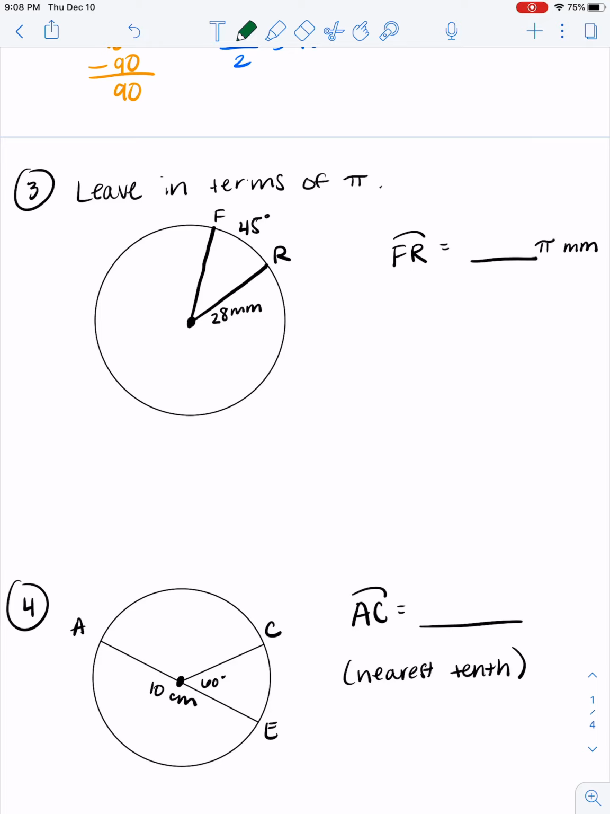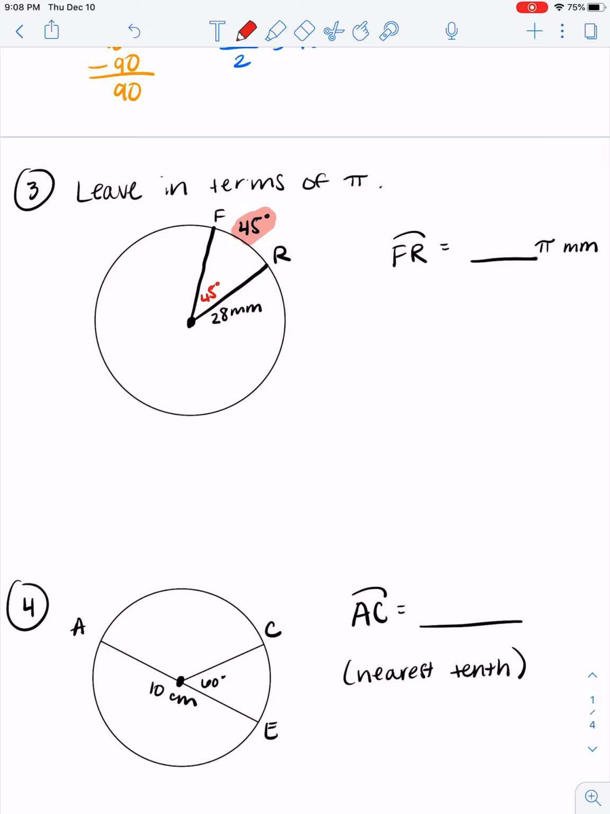Okay, this next one said leave your answer in terms of pi. So this is arc length. It's a little different than arc measure. So we know the measure of this angle right here is 45 degrees. So the measure of the arc is 45. That means the measure of this angle is also 45.